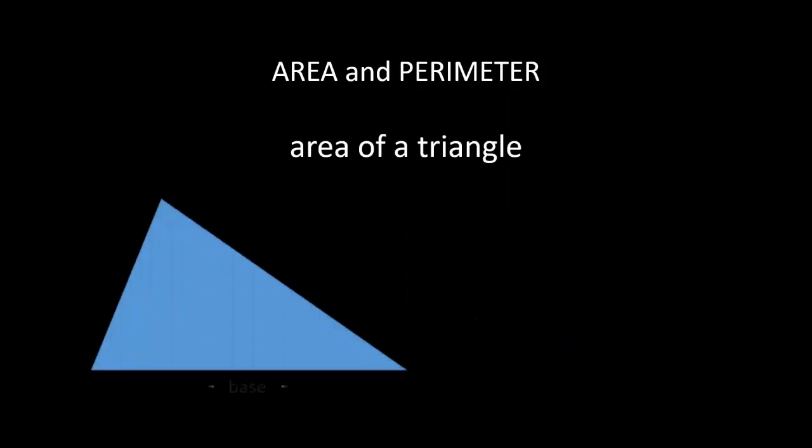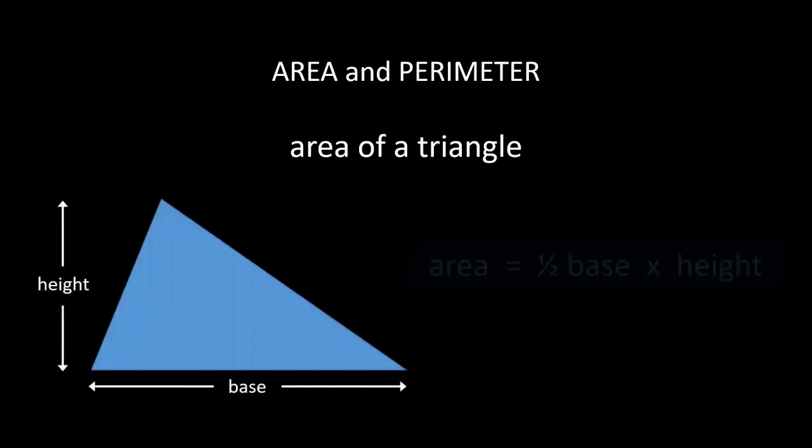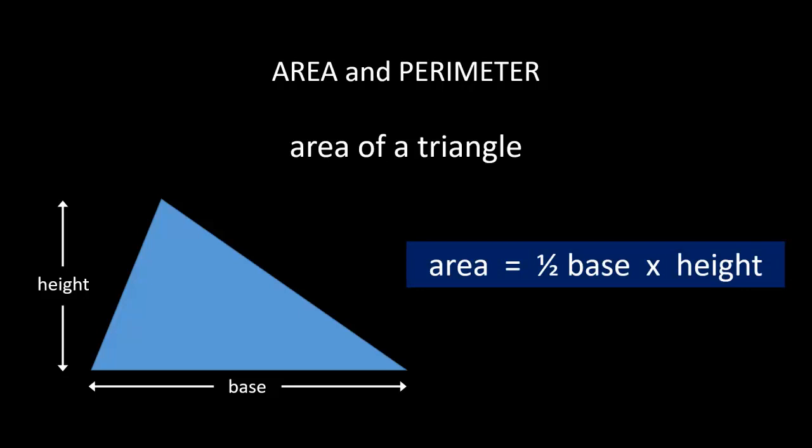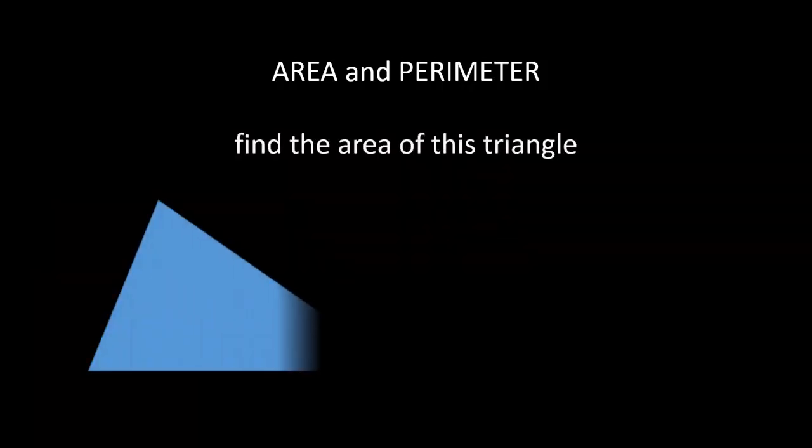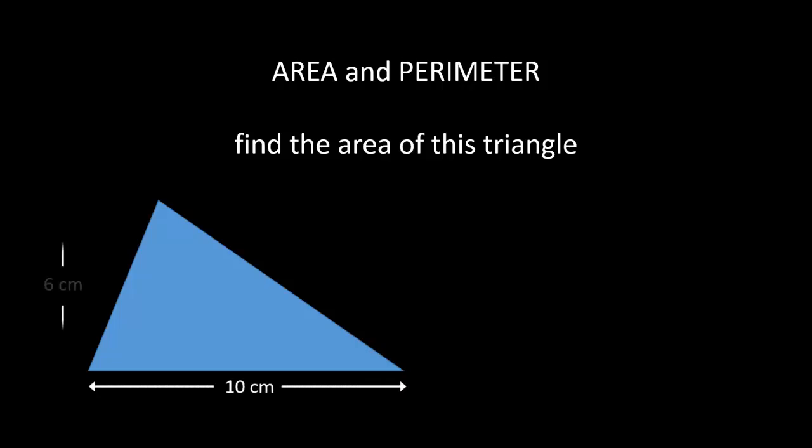Right, let's put some numbers in there, shall we? So there's a triangle. Okay, and just a reminder then, first the area is half the base times the height. Okay, let's have a look how we do that with some numbers. So find the area of this triangle. We've got a base of 10, a height of 6.